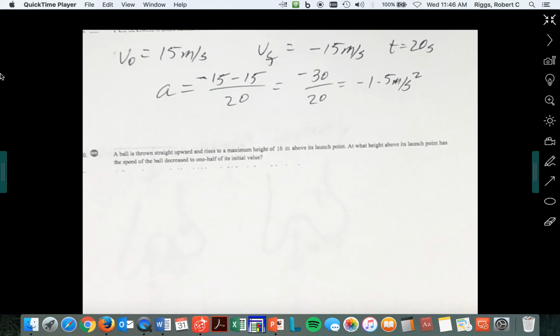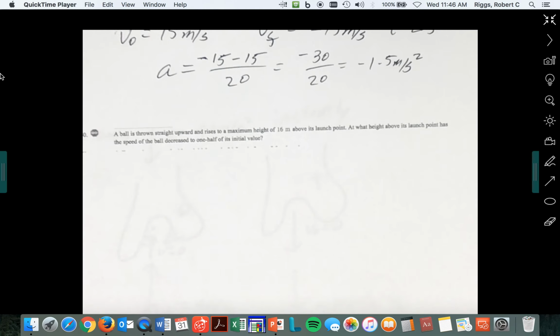A ball is thrown straight upward and rises to a maximum height of 16 meters above the ground. So we know it's gone up 16 meters above its launch. At what height above its launch point has the speed of the ball decreased to one half of its initial value? First of all, we know the acceleration.